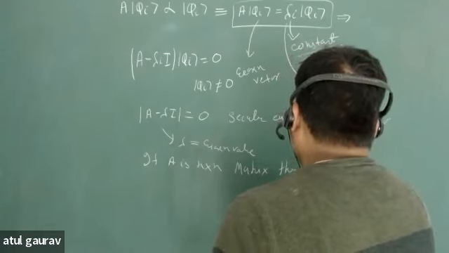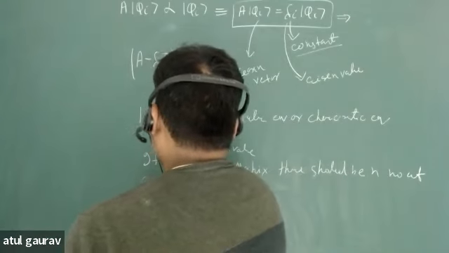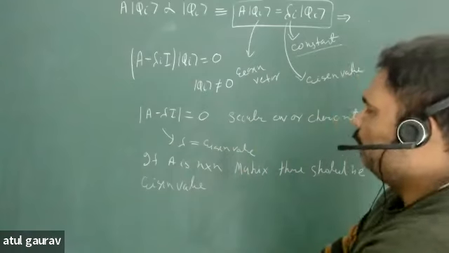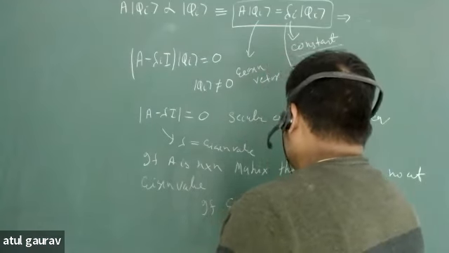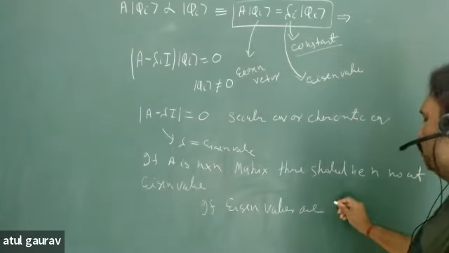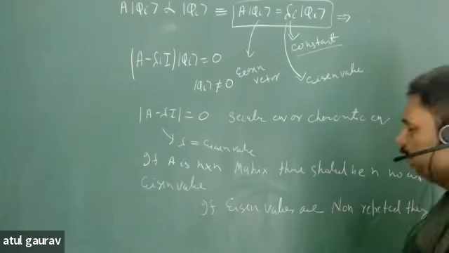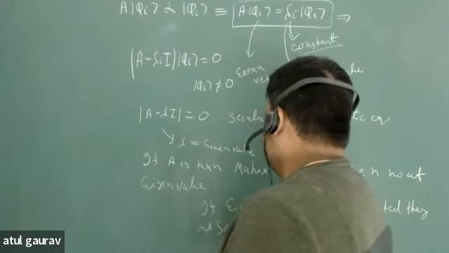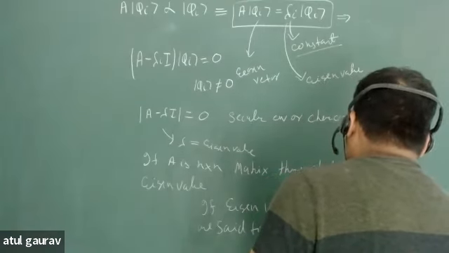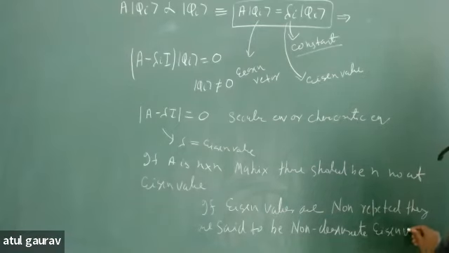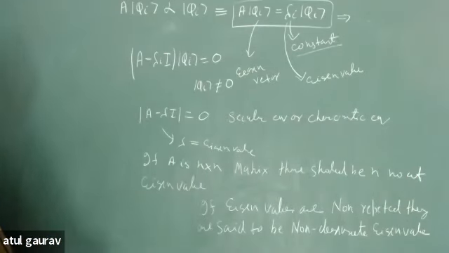So if A is an n cross n matrix, there should be n number of eigenvalues. If eigenvalues are non-repeated, they are said to be non-degenerate eigenvalues.